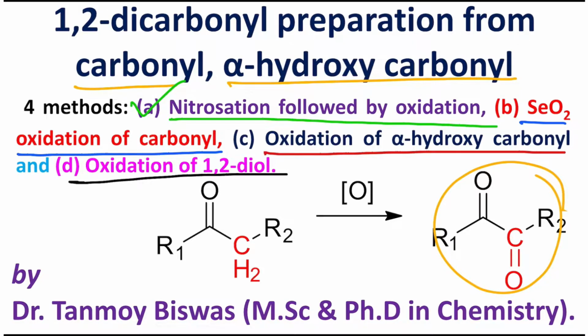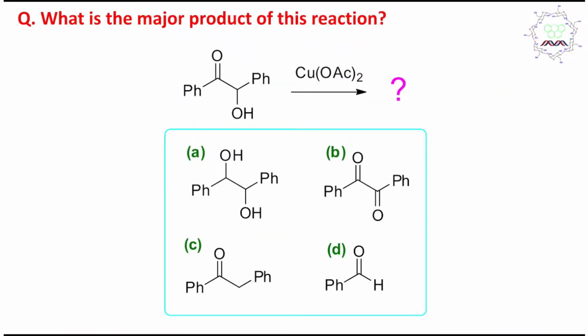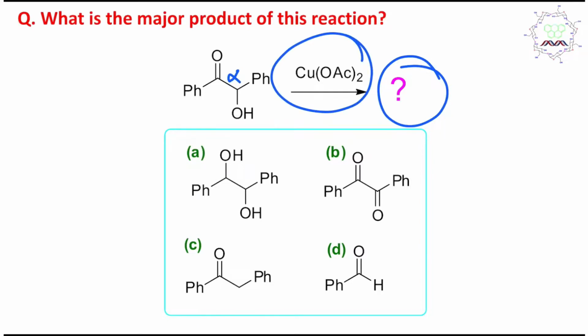Let's start. So before going to details, one MCQ question is, what is the major product of these reaction? It's a very easy question, student. This is actually alpha-hydroxy carbonyl compound, and if you treat it with copper acetate, what is the major product? Here four options are provided and one of them is the right answer. I request you student, please pause the video, try by yourself, and whatever answer you get, please write in the comment box along with few words as explanation. Don't hesitate, because whatever you do is right or wrong, it doesn't matter, and after some time you'll get the right answer with proper explanation.